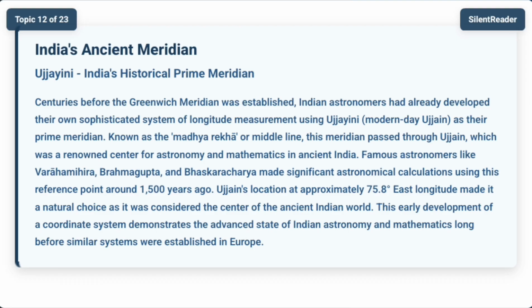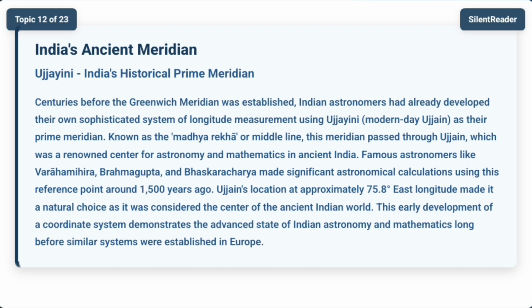India's ancient meridian. Centuries before the Greenwich meridian was established, Indian astronomers had already developed their own sophisticated system of longitude measurement using Ujjayini, modern-day Ujjain, as their prime meridian. Known as the Madhya Rekha or middle line, this meridian passed through Ujjain, which was a renowned center for astronomy and mathematics in ancient India. Famous astronomers like Varahamihira, Brahmagupta, and Bhaskaracharya made significant astronomical calculations using this reference point around 1,500 years ago.